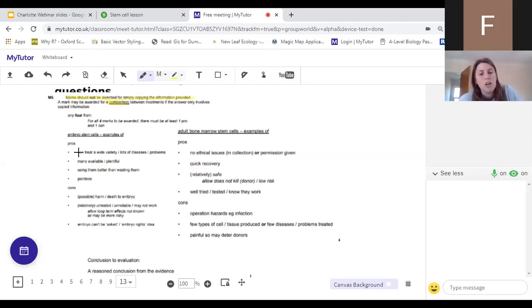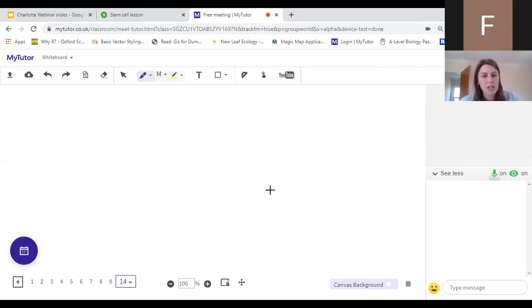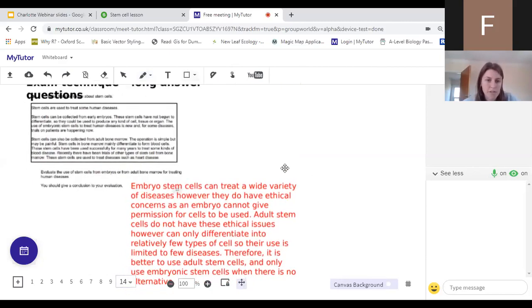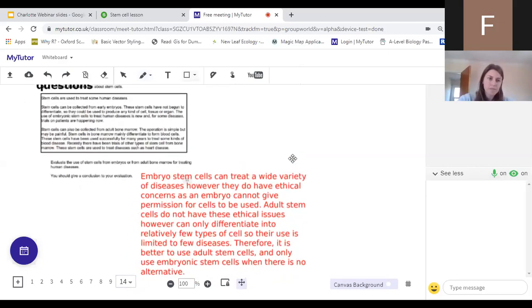So anything that follows on well from the points that you've made. So I have done a model answer here. So this would be a 5-mark answer. It's not particularly long, as you can see. I've tried to give 4 points and a conclusion.